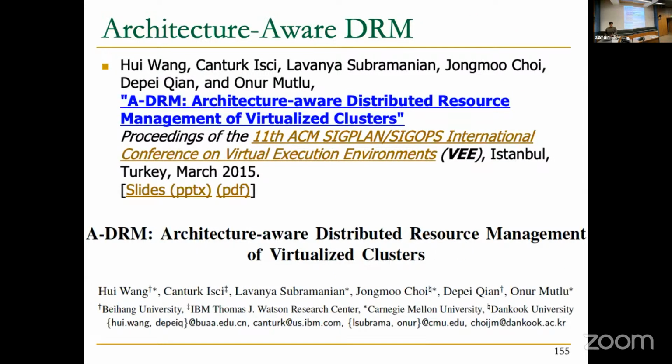And this is architecture aware DRM. This is similar to the previous work, but in a different context. It's a virtualized environment, and you're trying to distribute applications to your cluster in a way that they don't interfere with each other in the same shared resources.